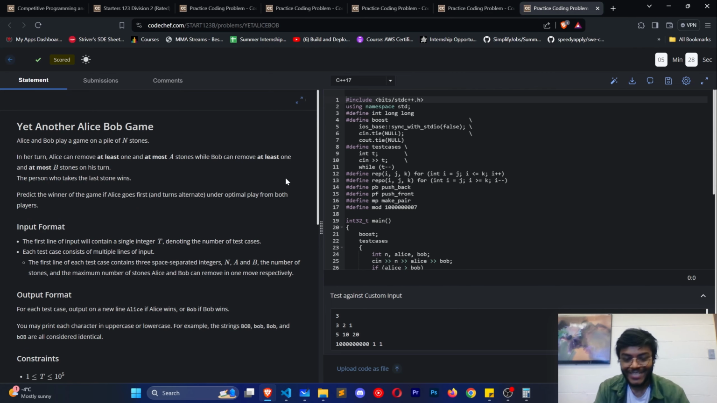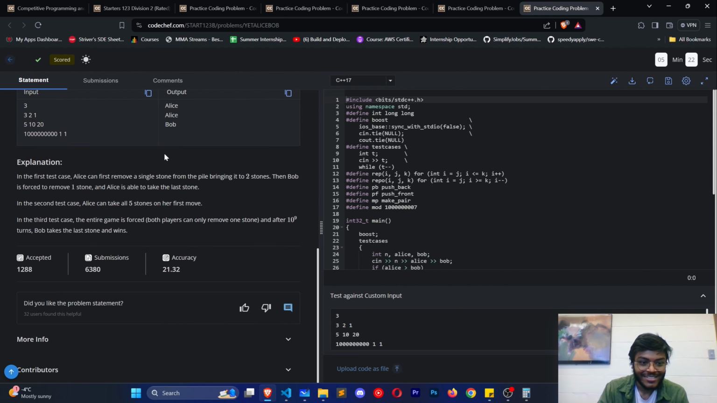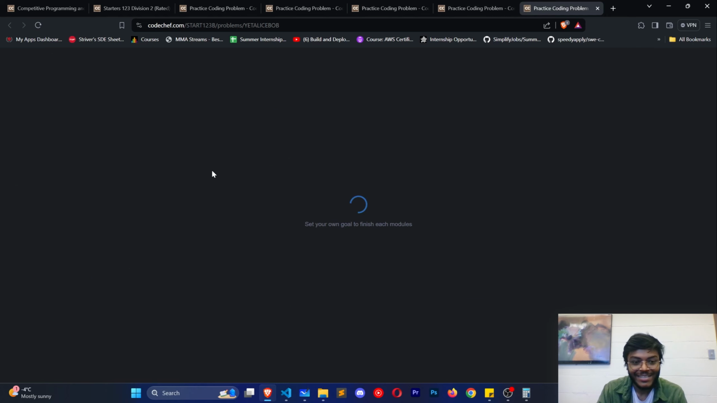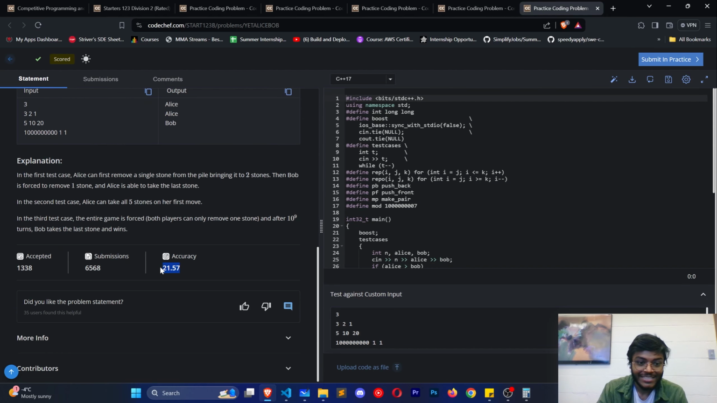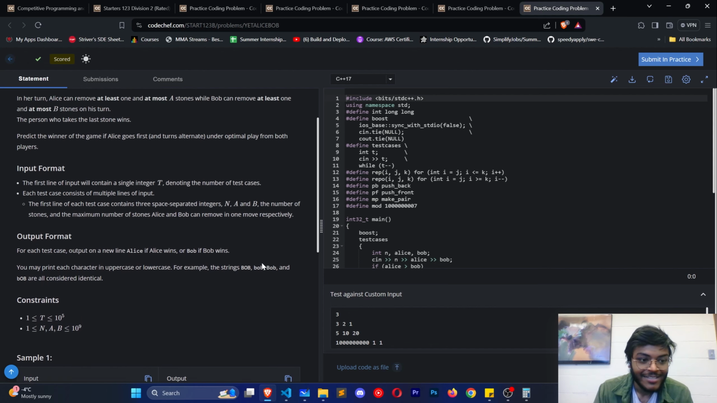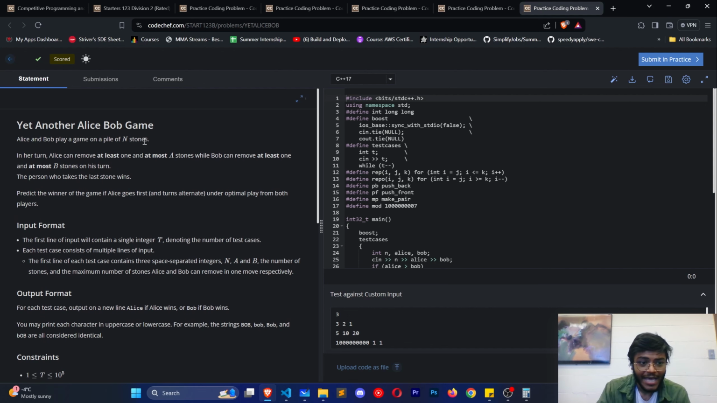Yeah, so this is a really interesting one, and I thought that it would be really complicated, but turns out it was not that complicated. If we just see the accuracy, it is really low, 21%, and really low acceptance rate. So let's see. Alice and Bob, the two classical culprits, are playing a game with n stones.